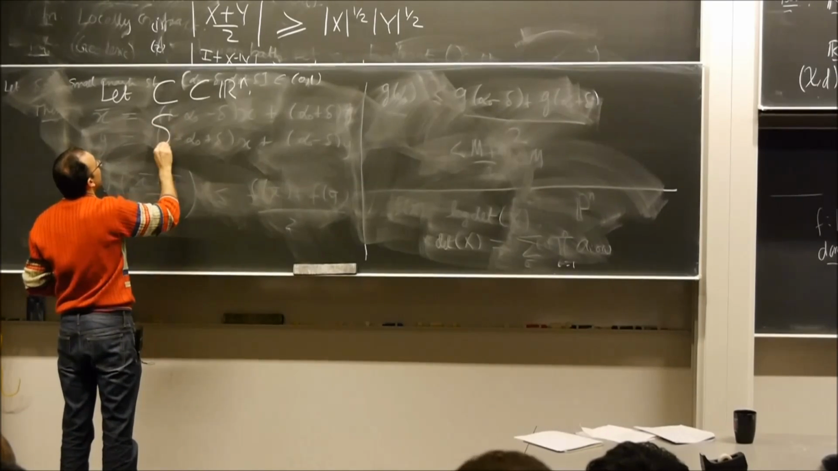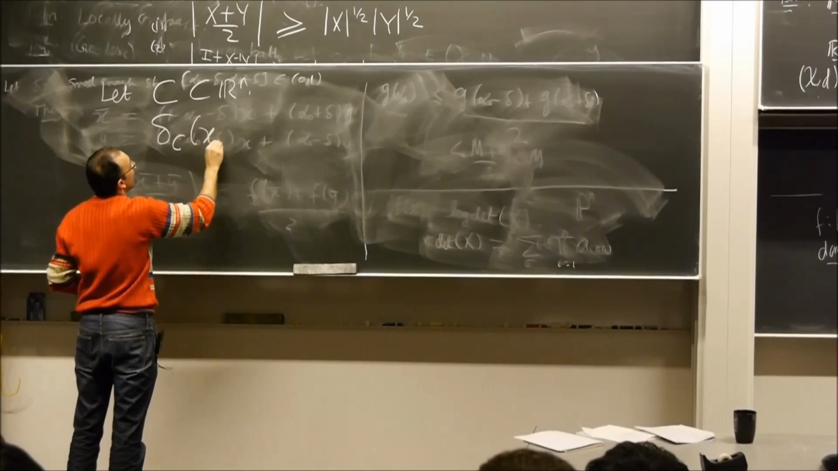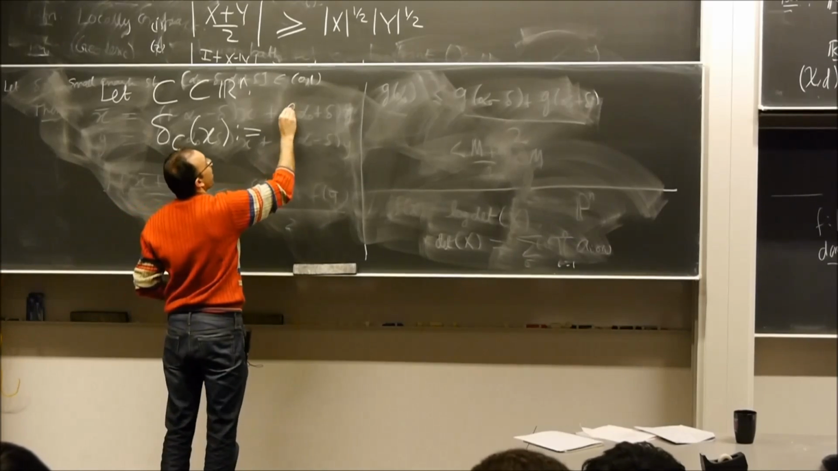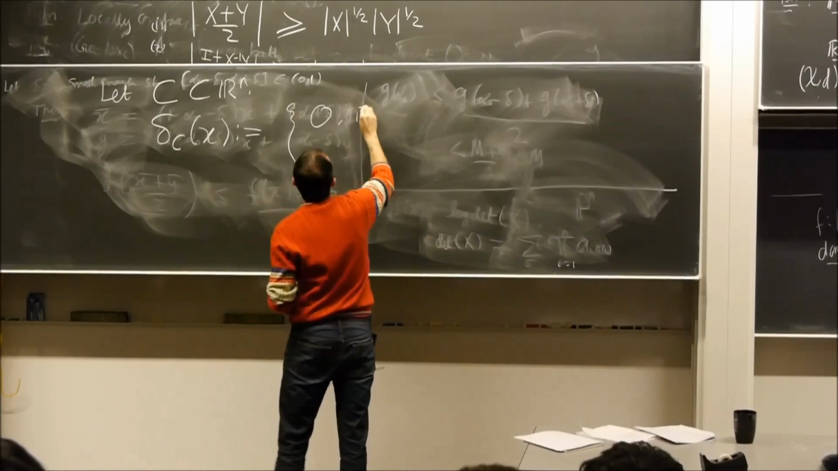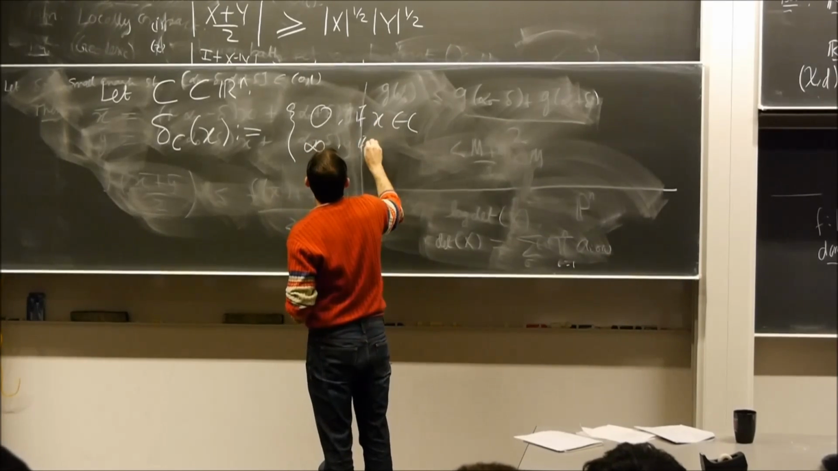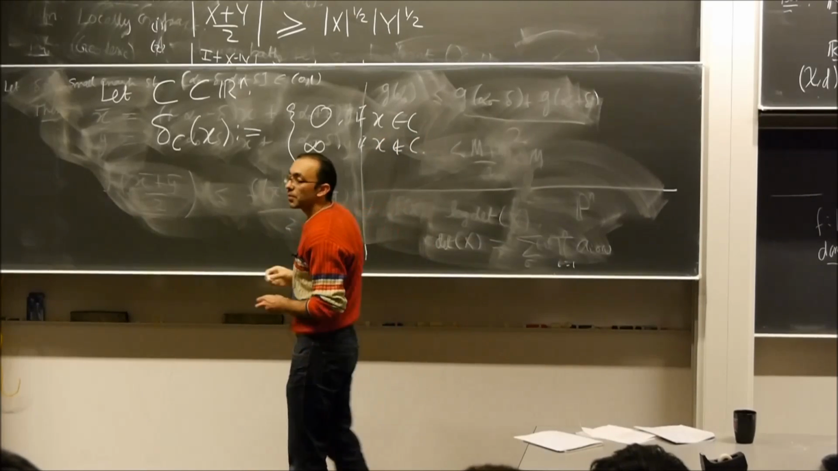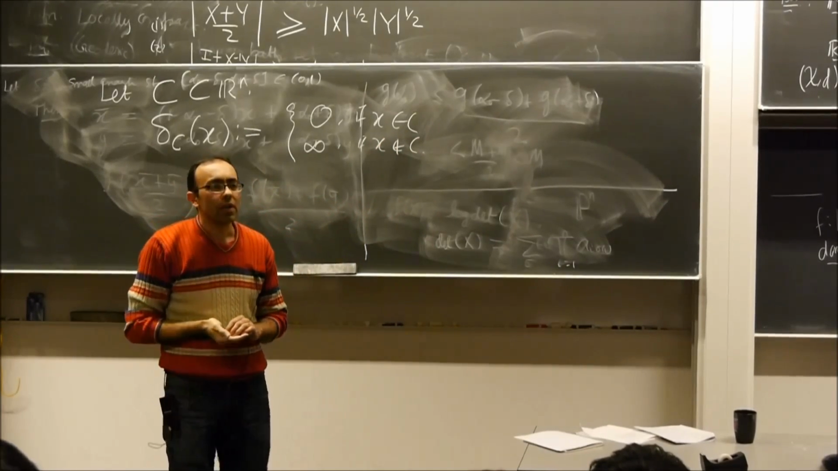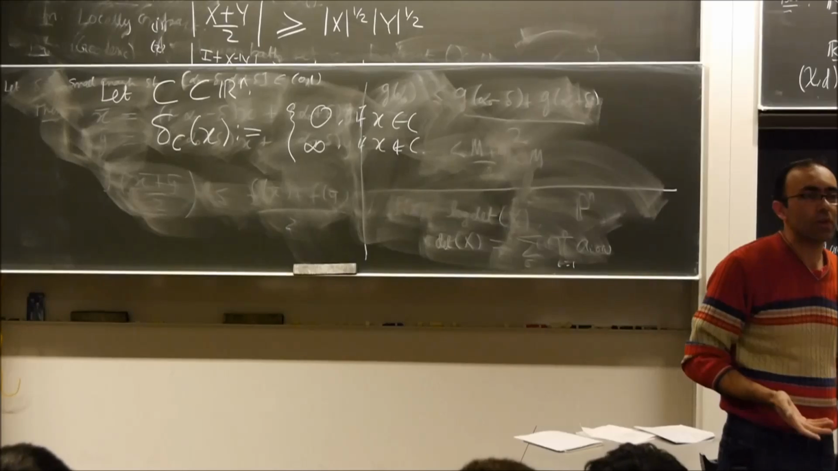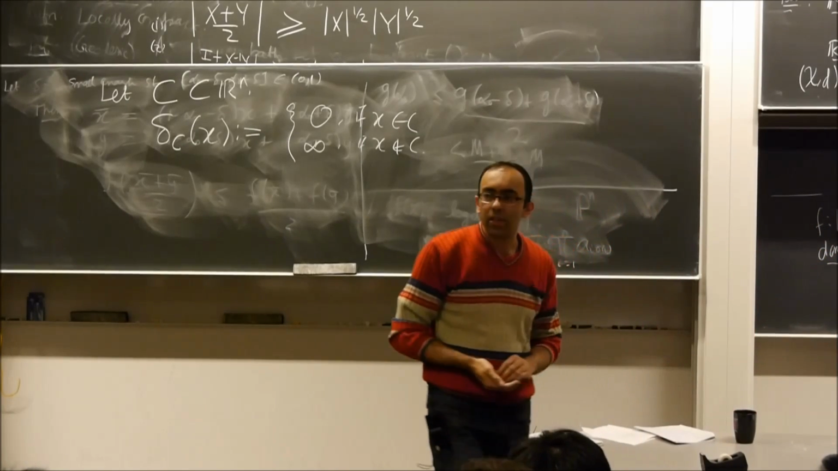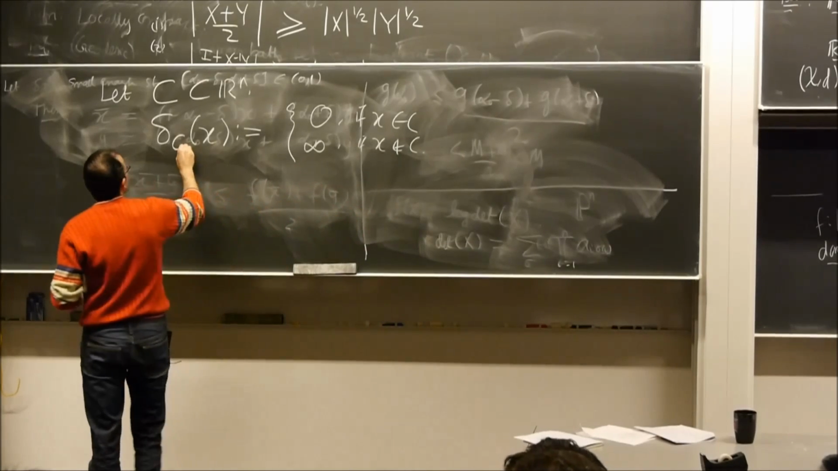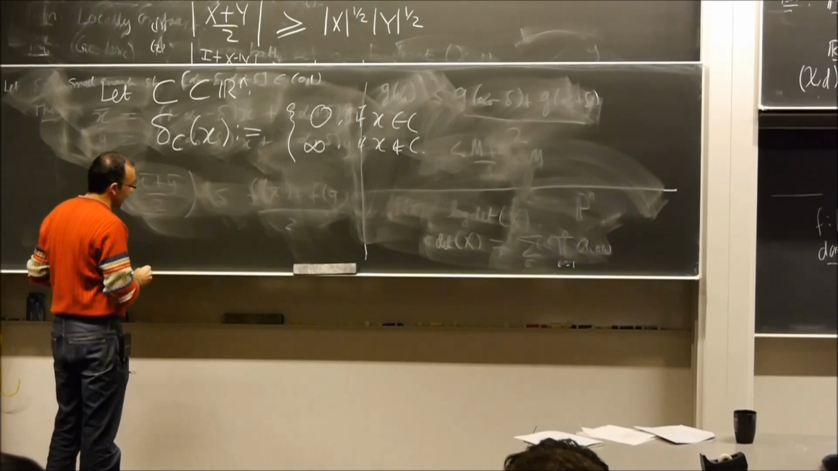Then we define a function delta of C as follows. Delta is defined on the entire R^n. It's 0 if x belongs to C, and it's plus infinity if x does not belong to C. This thing is called an indicator function. It just indicates whether you're inside the set or you're not inside the set. And it's a small exercise for you to verify that this is a closed convex function if and only if C is a closed convex set.